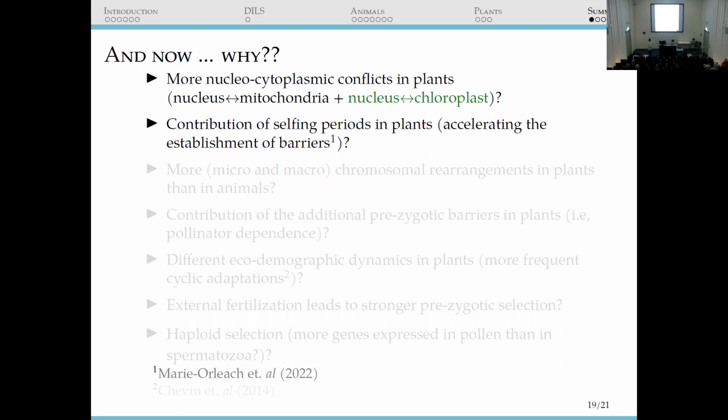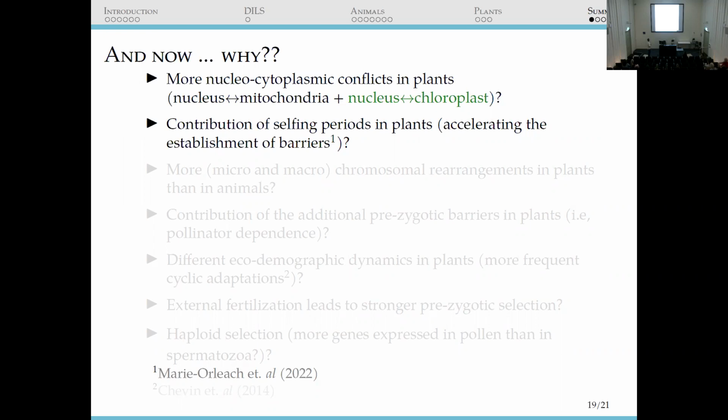Recently, in December, Sylvain Clément and Lucas Mariola published an article suggesting that maybe there is a contribution of selfing periods in plants. It's a theoretical paper. They show that if you increase the selfing rate, you also increase the probability of fixing the barrier in your genome. And because plants tend to be more selfers than animals, it's very rare to find a selfer animal, maybe this period of increased selfing in plants is also associated with an accelerated fixation of species barriers. Something to test.